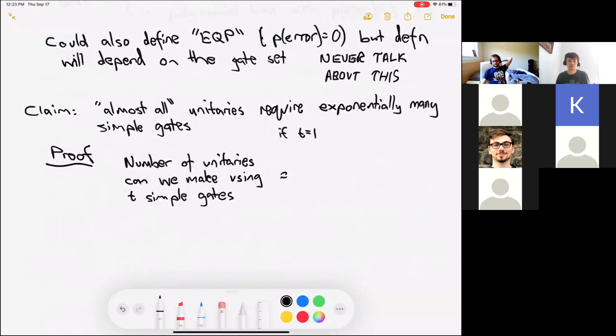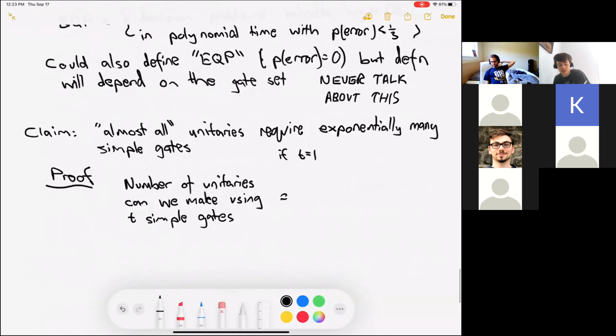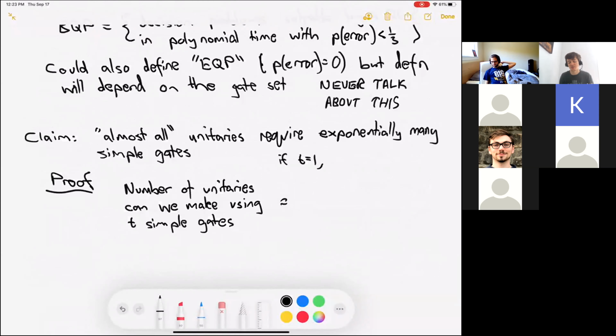2 to the T. Great. So that is exactly the right scaling. It's going to grow exponentially with T. But let's just see a bit more precisely what happens.